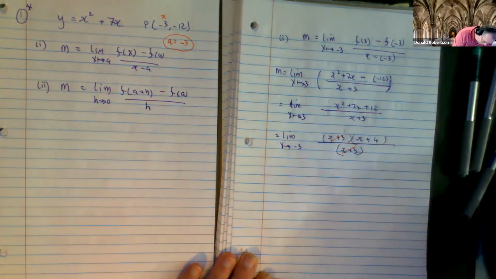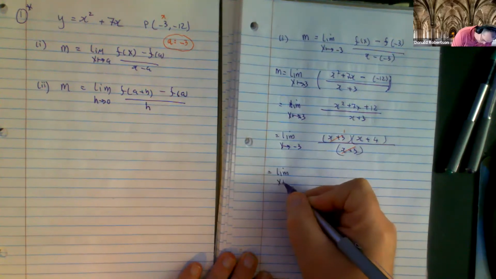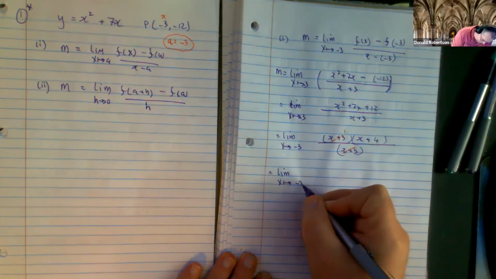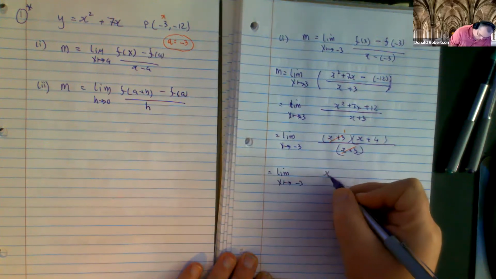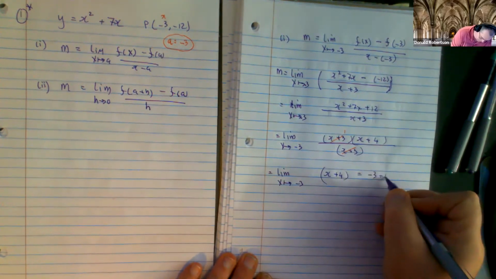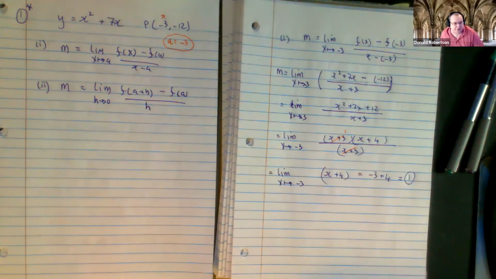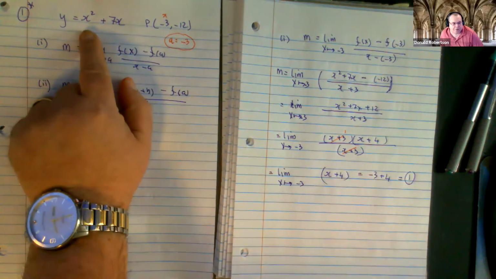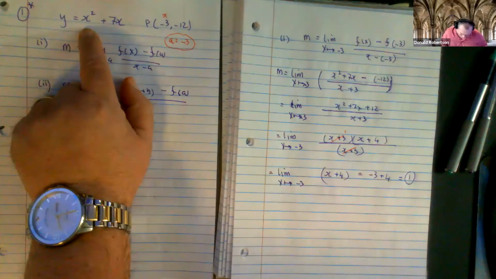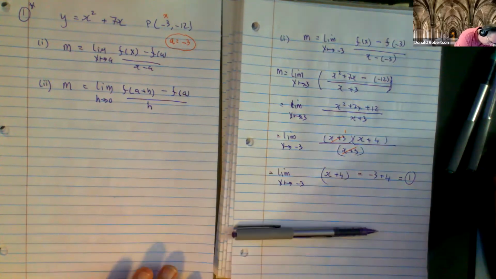And so we now have the limit as x tends to -3 of x plus 4, that's it, which is -3 plus 4, which is 1. So for this function, the slope of the tangent line at that given point is going to be 1.